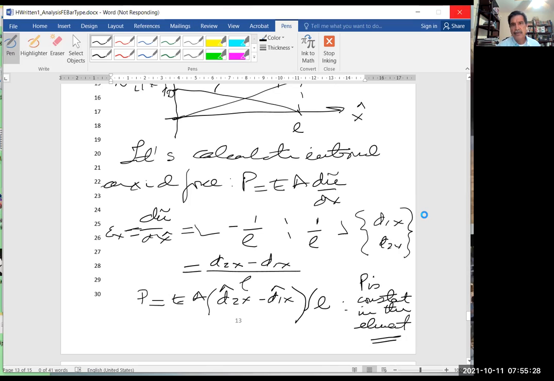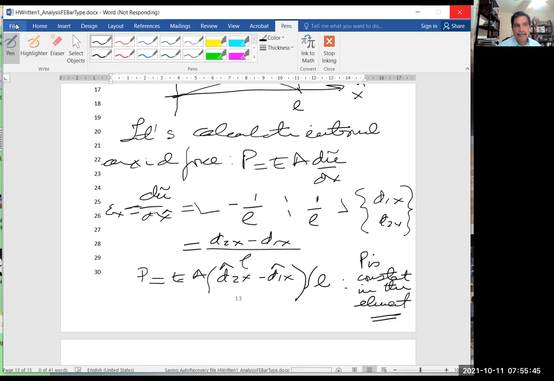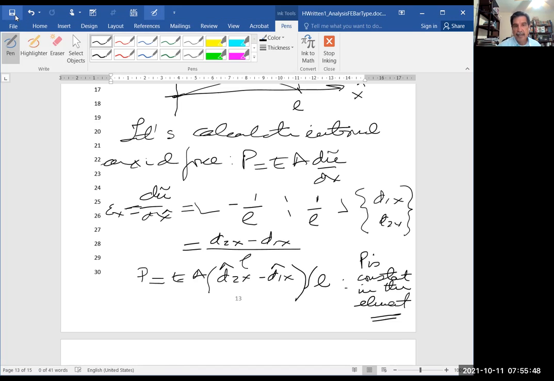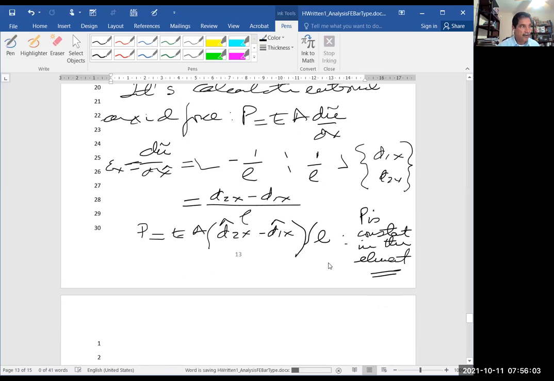Let me go back to remind you about the title of this subchapter. The title of this subchapter is to deduce the stiffness matrix of the bar element, okay? And this is what we're doing. We are going to deduce the expression for the stiffness matrix of the bar element.